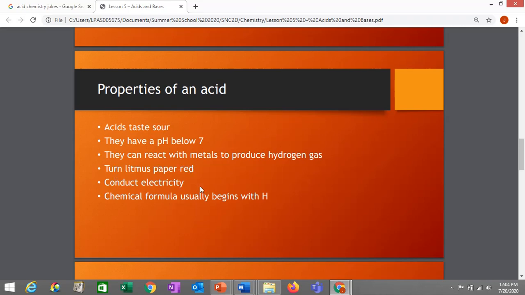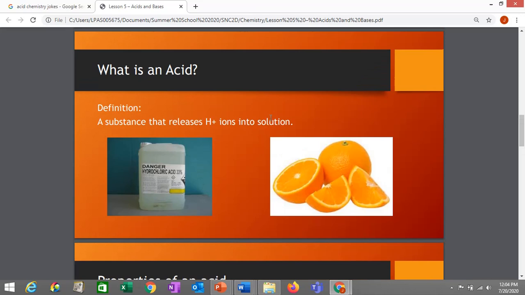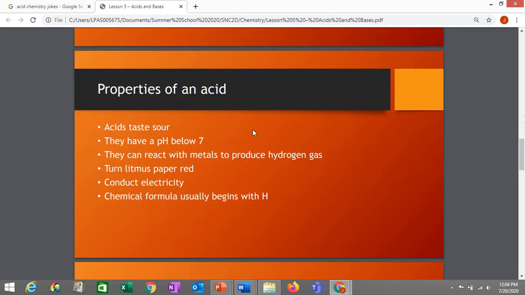They conduct electricity, and that makes sense if they're releasing ions into solution. They're charged particles, so they can conduct electricity. And the chemical formula usually begins with H, so things like HCl, H2SO4, H2CO3. These are all acids.